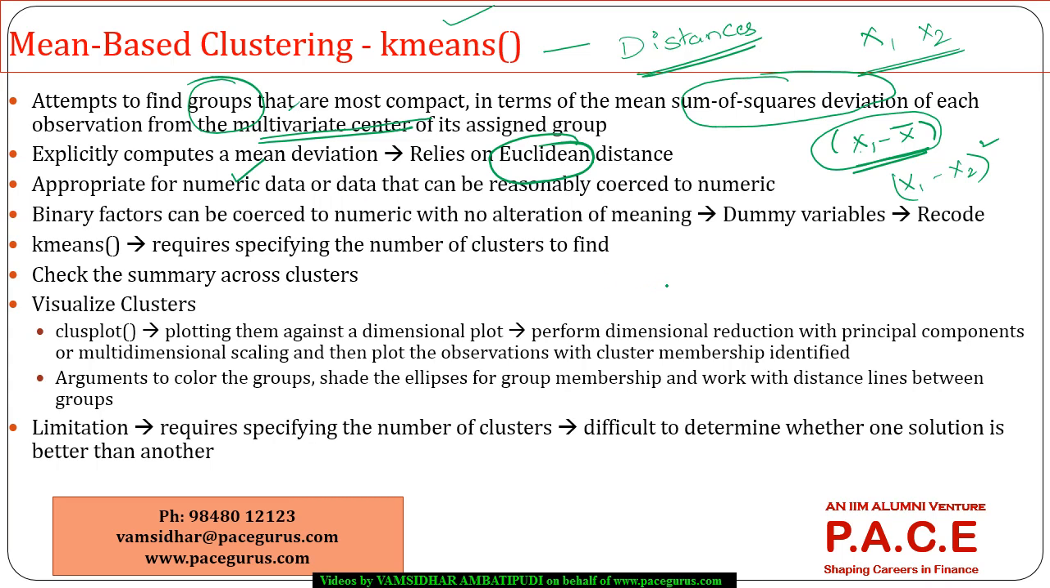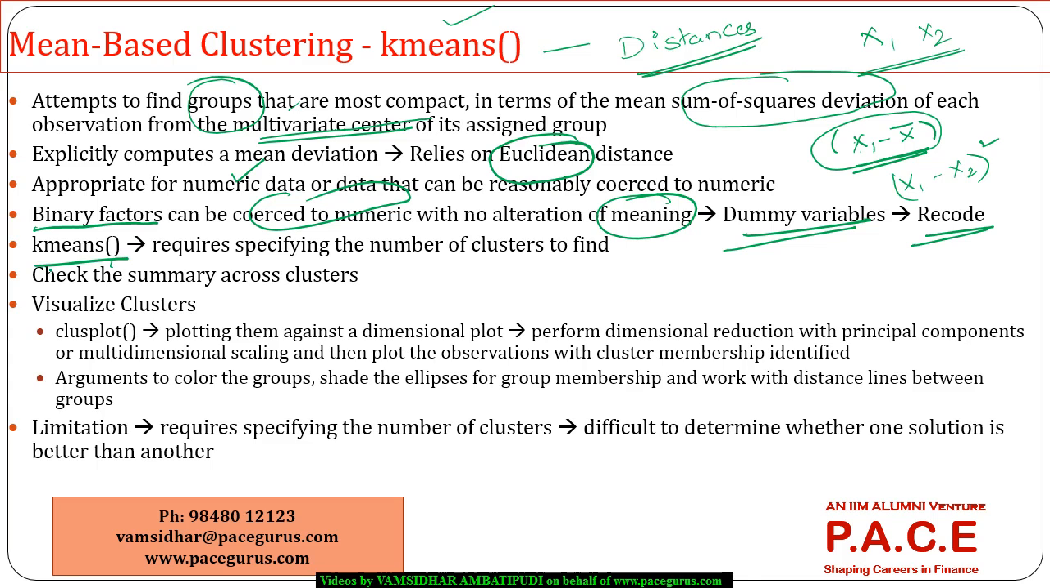Now let me tell you, we have the binary factors and I have coerced all of them to numeric. There is no alteration in the meaning. I have created dummy variables and I have done the recoding by using the if else. Now I am very much ready to use the k-means algorithm.